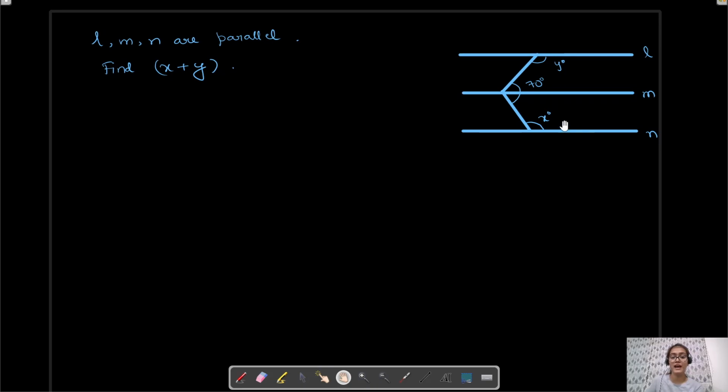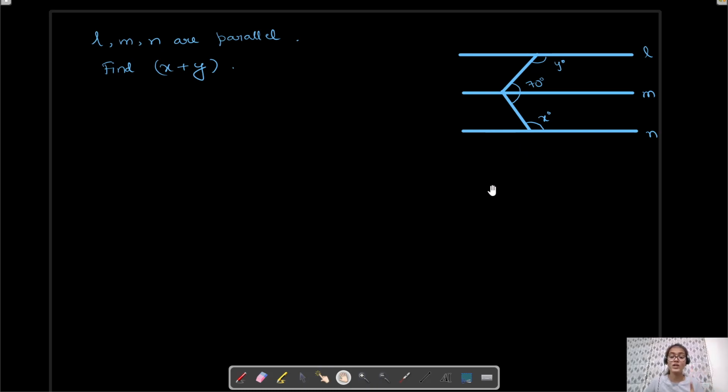So here we have lines L, M and N are parallel. Although these lines L, M, N look parallel, you don't have to assume that they are parallel, okay? They will always mention this in the question. Do not assume two lines to be parallel unless it is mentioned in the question.